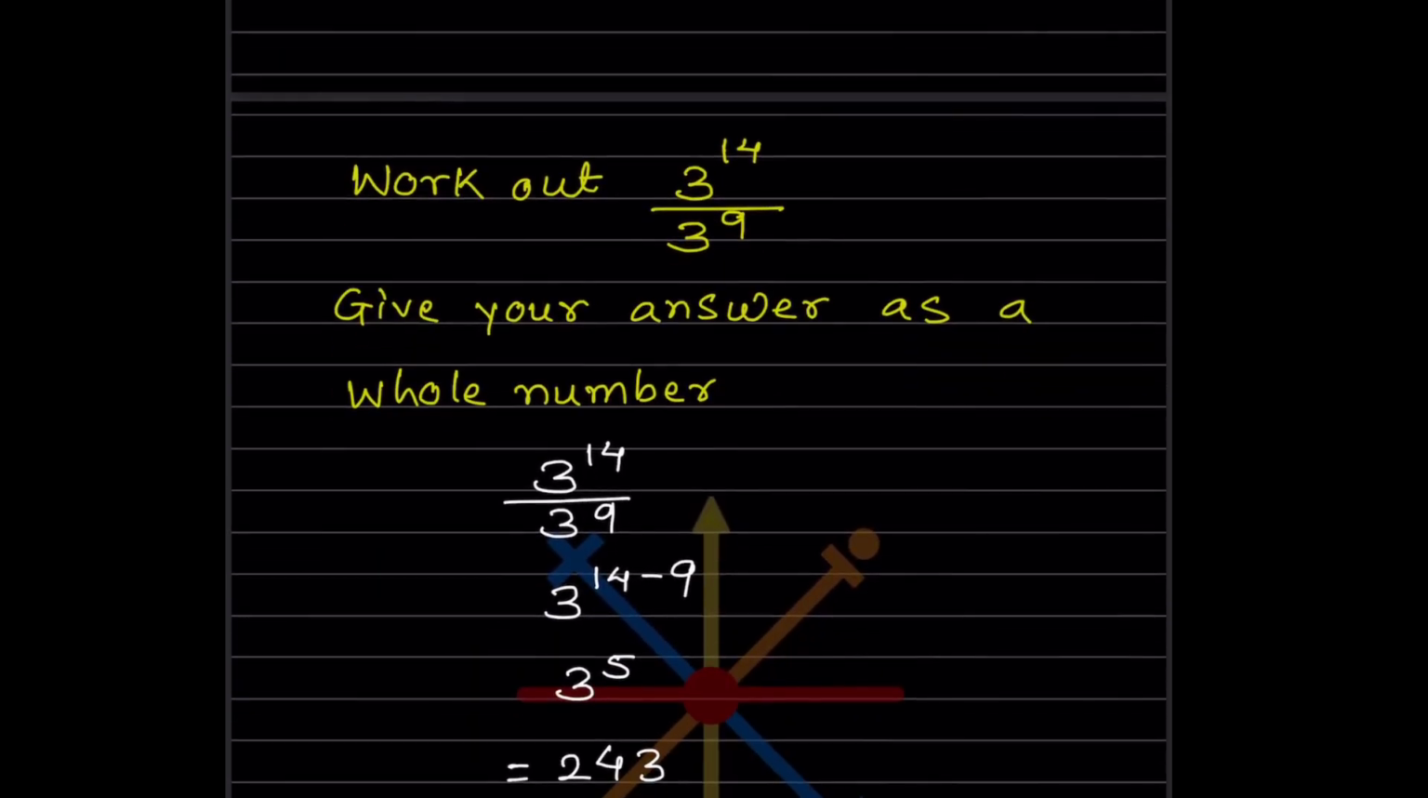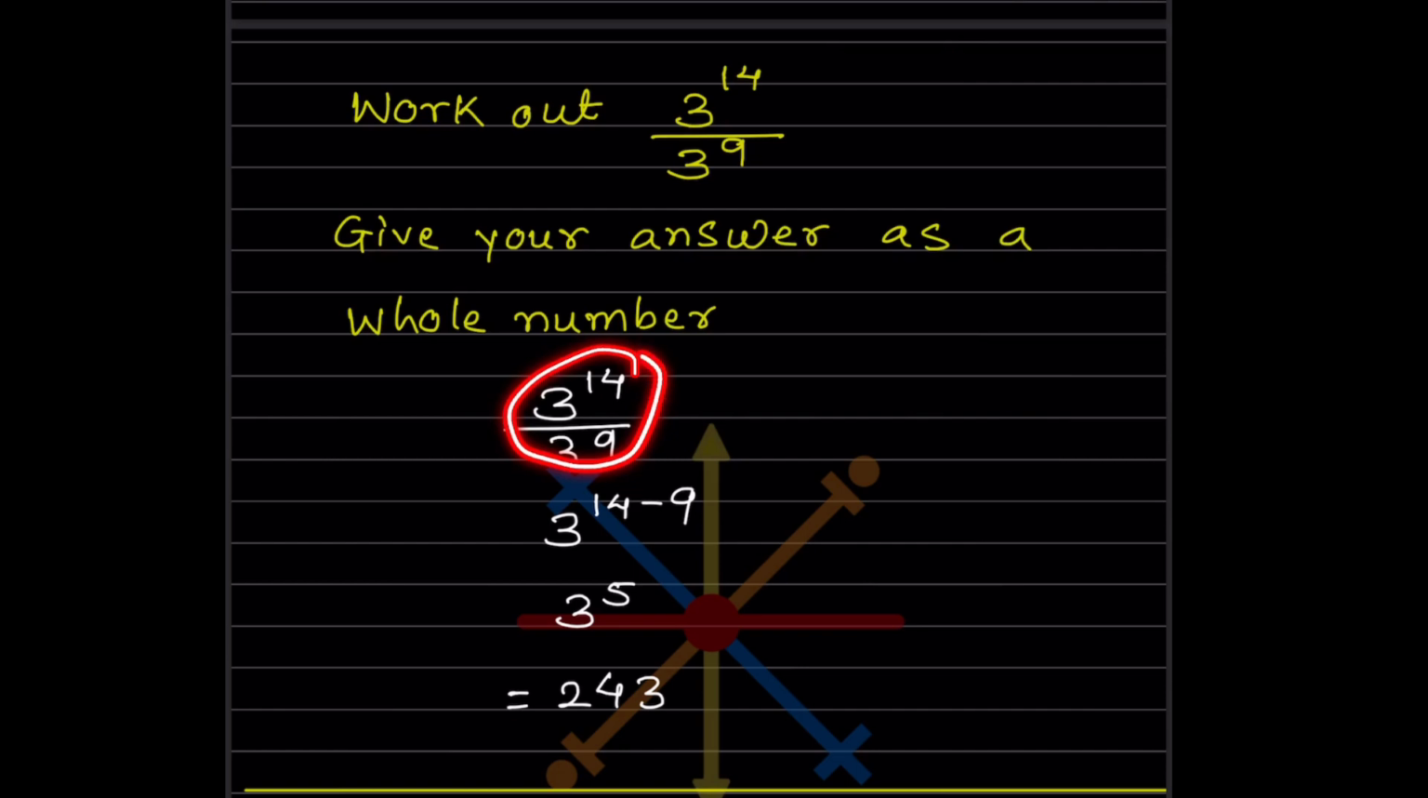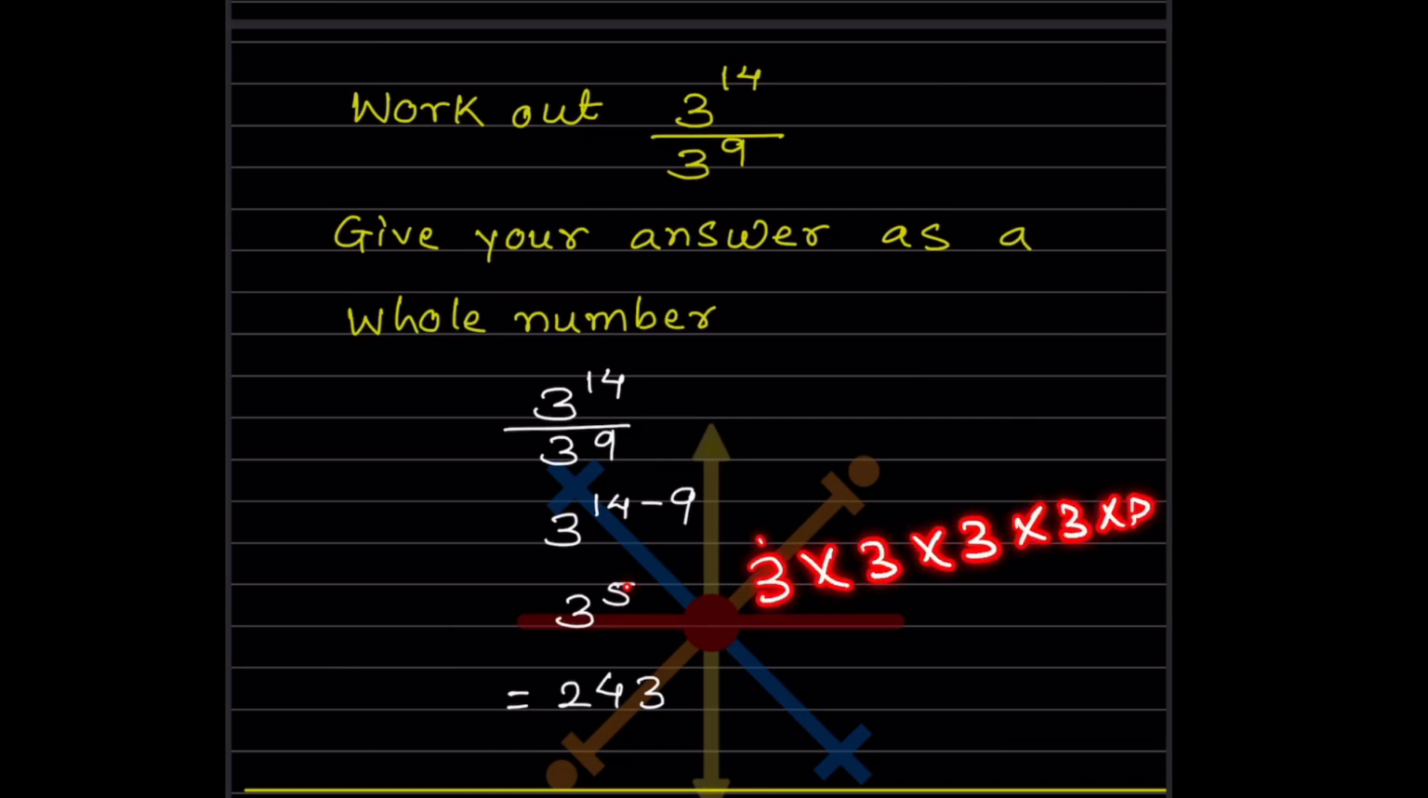Now here we have to work out 3 raised to 14 divided by 3 raised to 9 and give your answer as a whole number. This is also one of the exponent rules: a raised to m divided by a raised to n is a raised to m minus n. So this is going to be 14 minus 9, that will be 3 raised to 5. They want the whole number, so 3 raised to 5 means we multiply 3 five times. 3 3s are 9, 9 3s are 27, 27 3s are 81, and 81 3s are 243. So this 243 is a whole number.